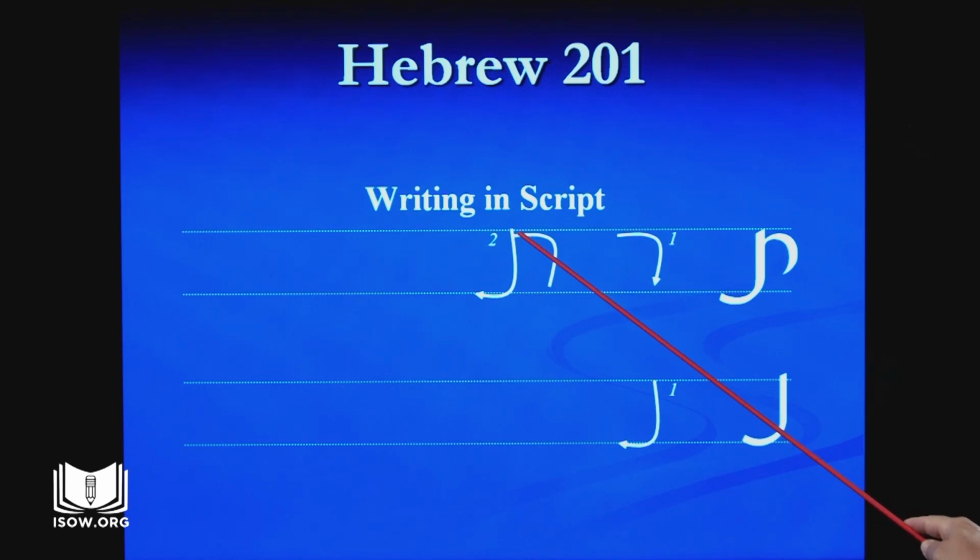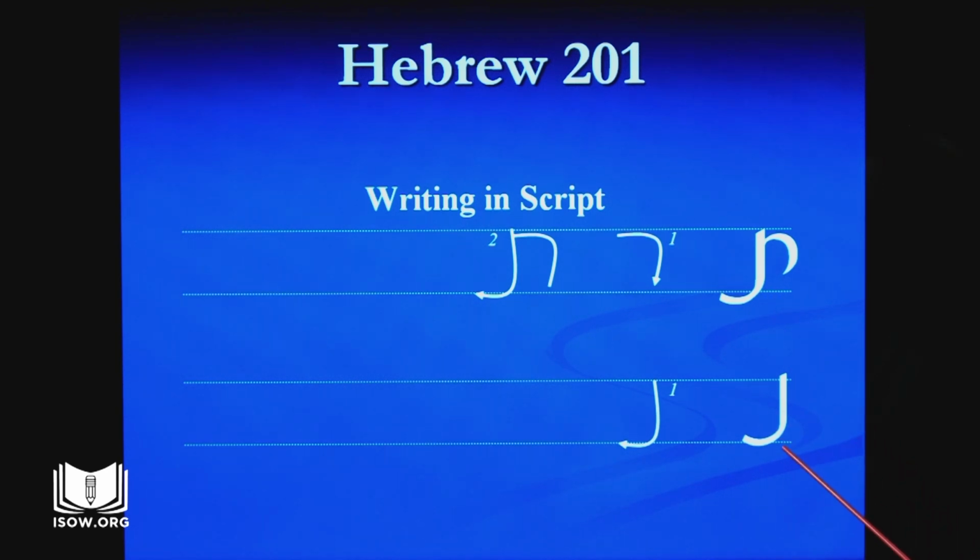Remember our little extensions here. Make sure those little extensions are there. Above this line, you've got that little part coming up toward the top margin. So we're going to have that little extension. We're going to come down, and then we're going to swing it out along that bottom margin. So that's the letter Tav, again, in its script form.